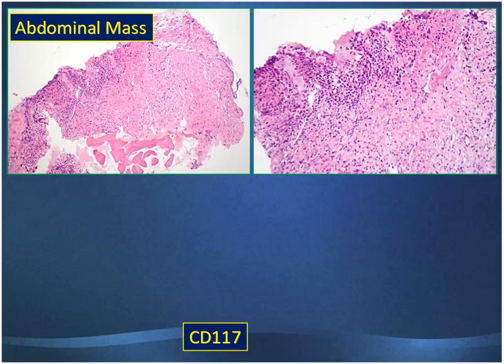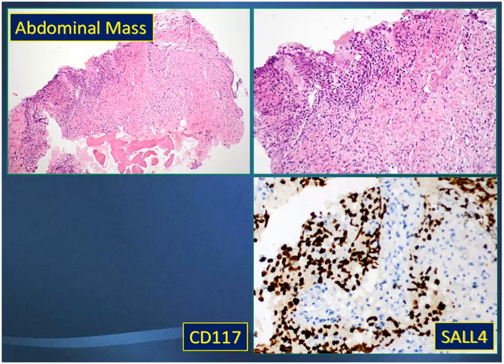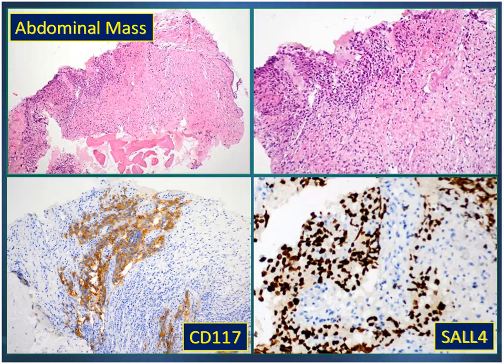All markers for lymphoreticular and epithelial cells were negative. Since gastrointestinal stromal tumor was in the differential diagnosis, we used CD117, and many of these cells are stained, as you can see.